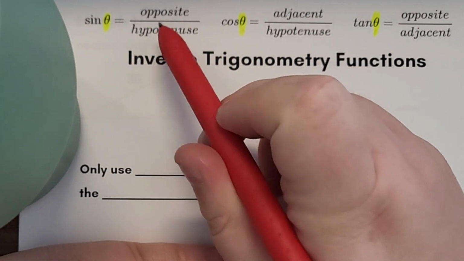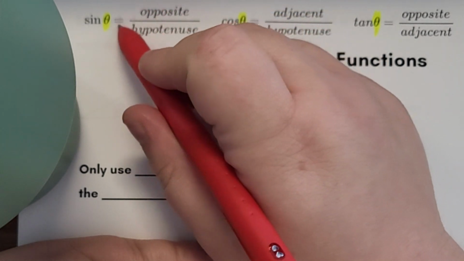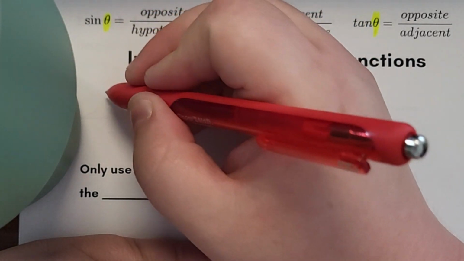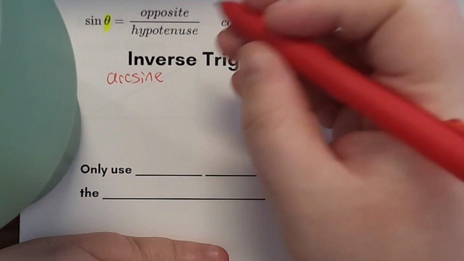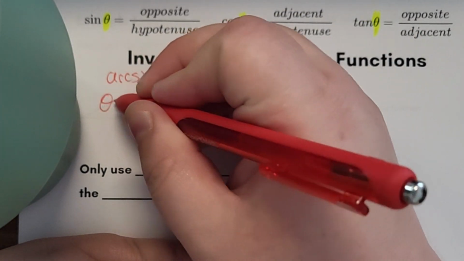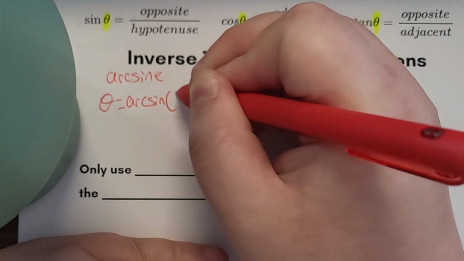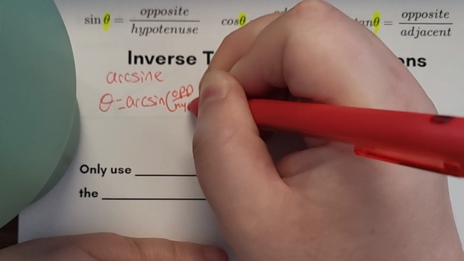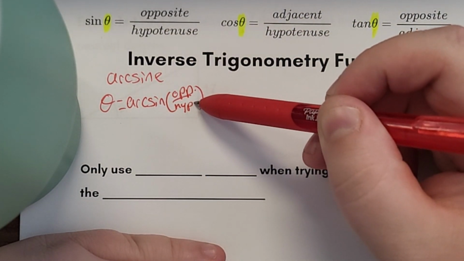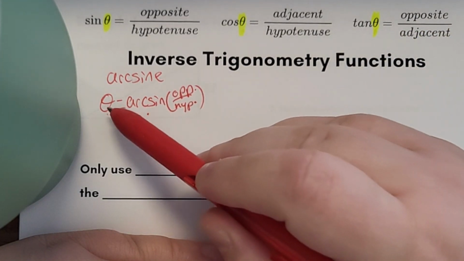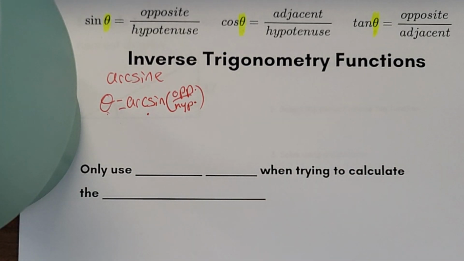Let's look at just sine here, and say we want to take the inverse to find the angle. The inverse of sine is arcsine. So if we are looking for our angle, we'll take the arcsine of opposite over hypotenuse. If you're given the length of the opposite and hypotenuse, you could take the arcsine of that to find your angle measure. The same thing works with cosine.